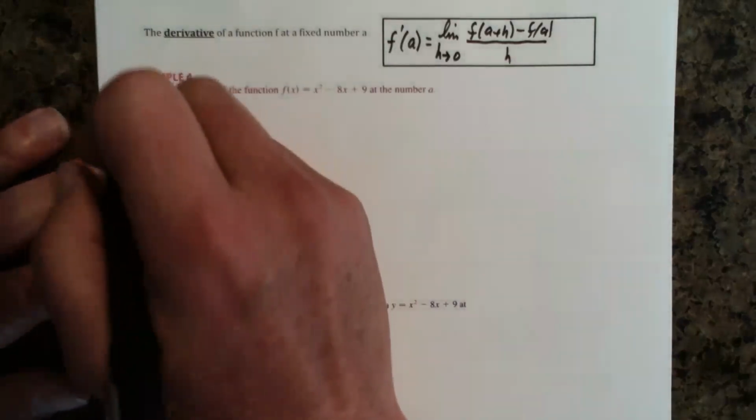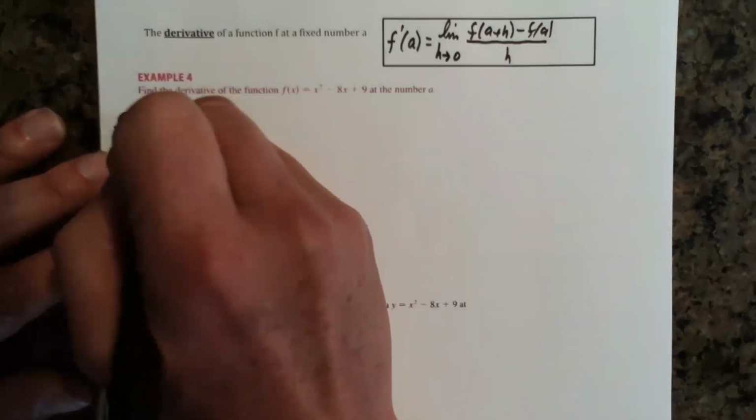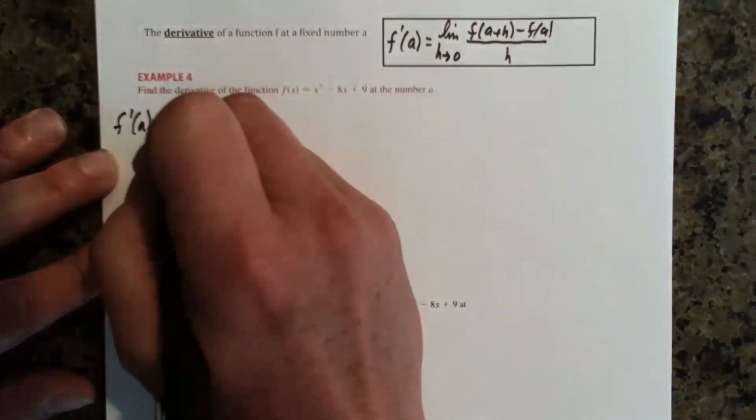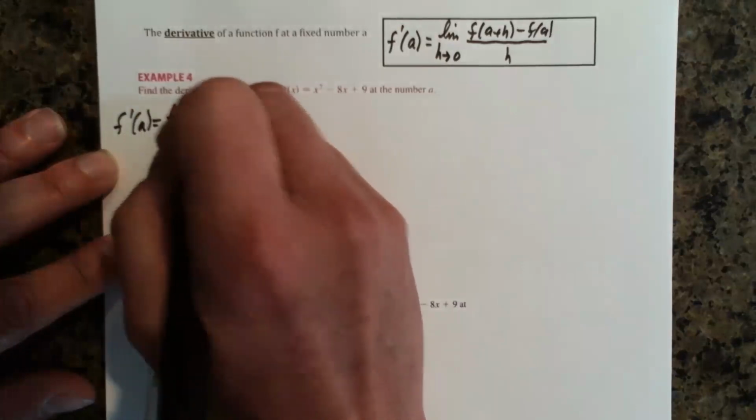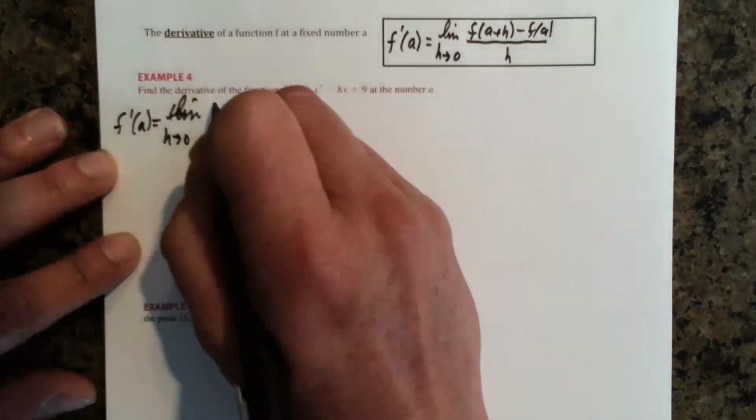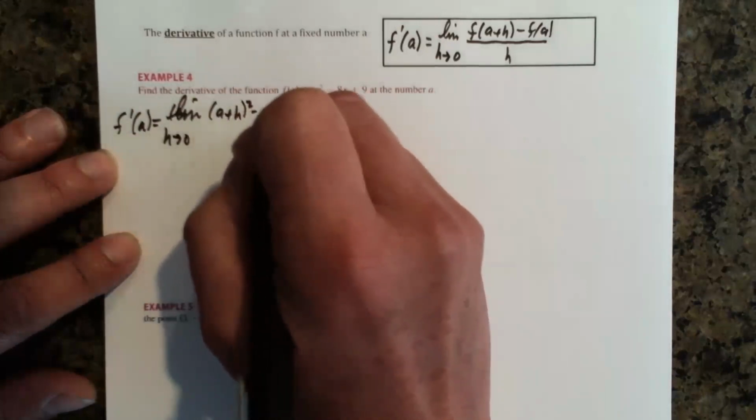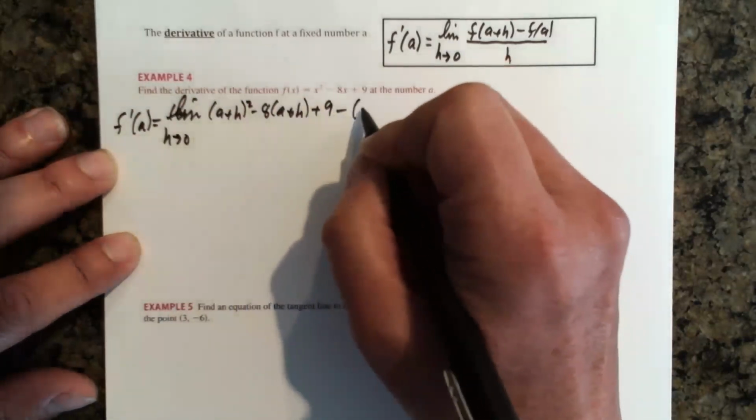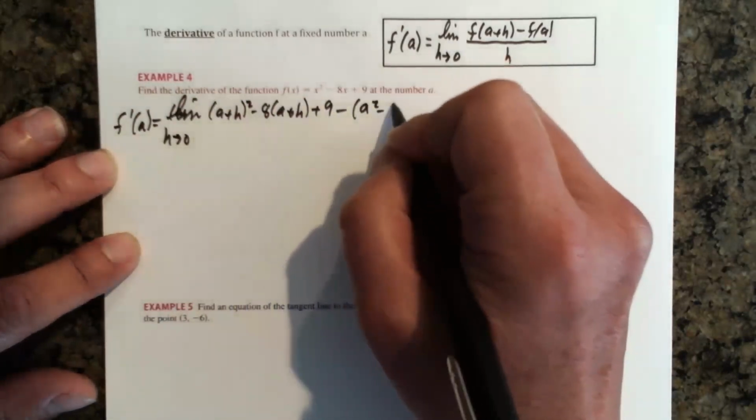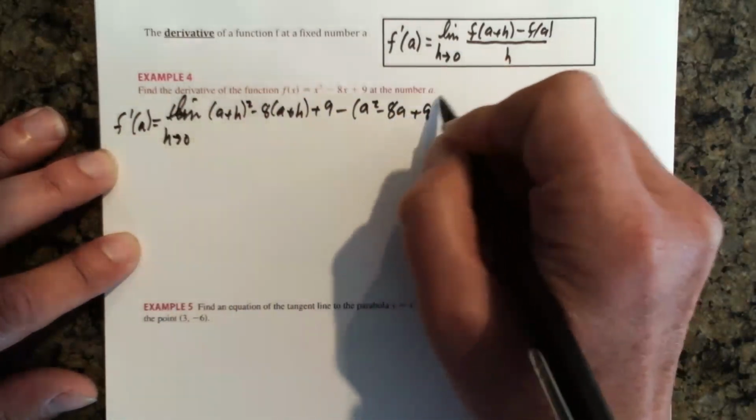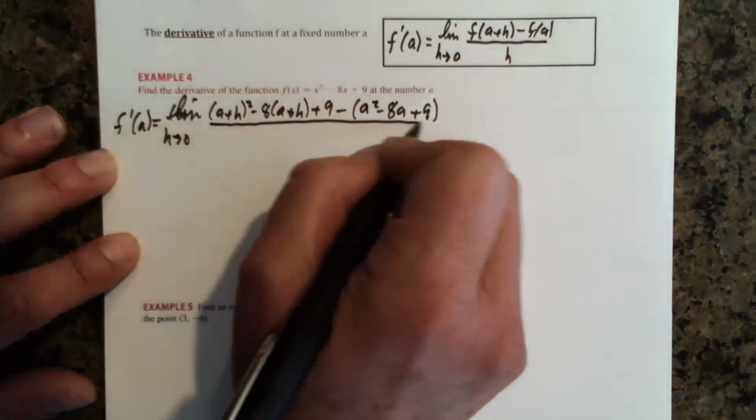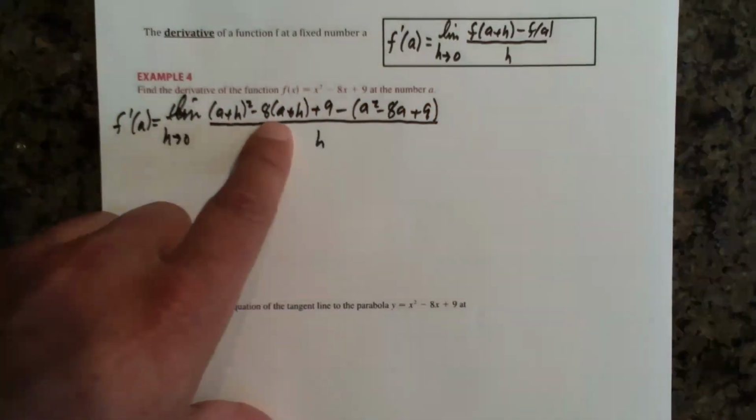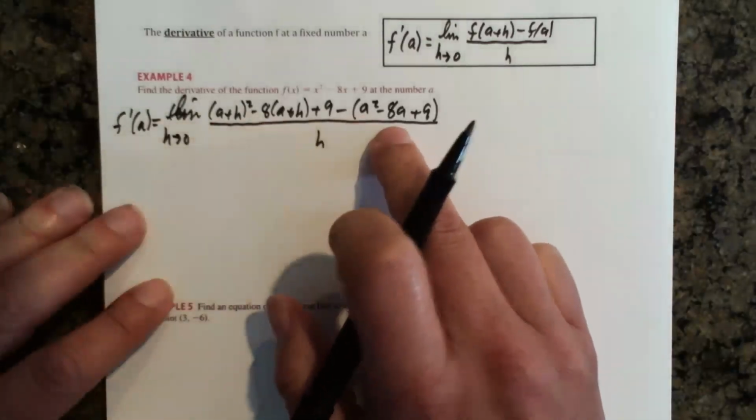And so here we go. f prime of a is going to be, I'm going to replace each of these x's with an a plus h. Limit, as h goes to 0, of (a plus h) squared minus 8 times (a plus h) plus 9 minus (a squared minus 8a plus 9) all over h. Okay, I'm going to FOIL here, I'm going to distribute here, and I'm going to distribute here.